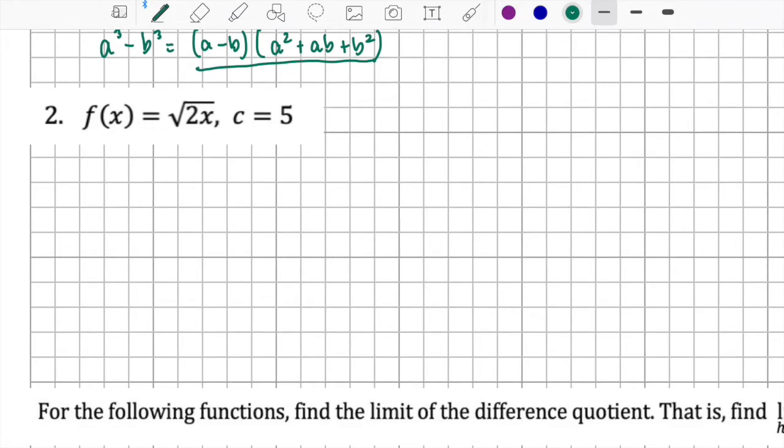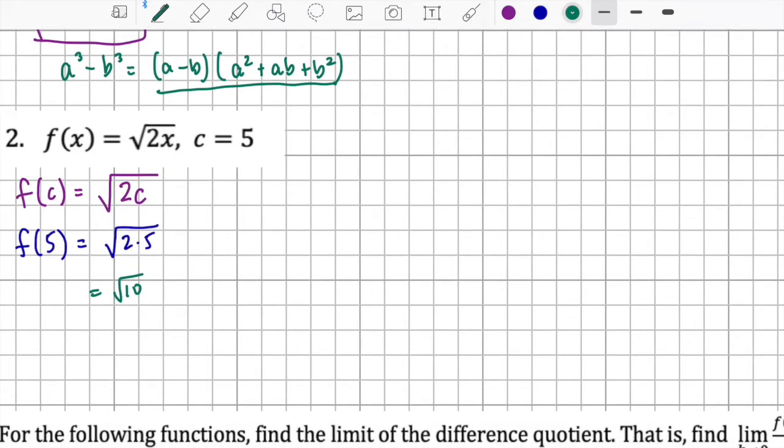Okay, let's do another example. This time we have f of x as being the square root of 2x, and our c is 5. So like we did earlier, I'm going to write, what is f of c? f of c is the square root of 2c. Now, we know what c is, it's 5. So we want, what is f of 5? That's going to be square root of 2 times 5. And that's just the square root of 10.